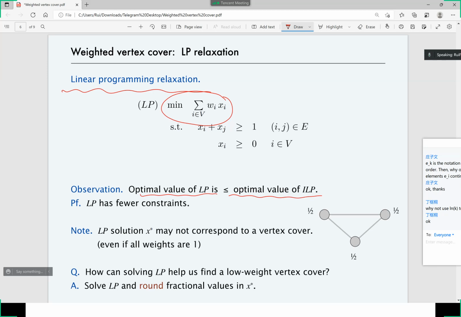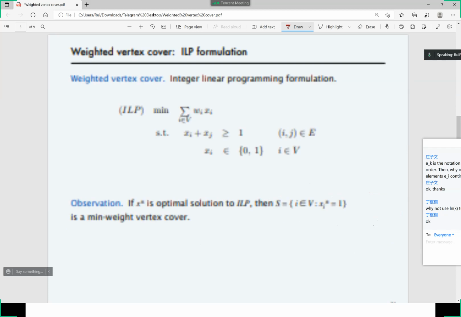Now, the problem with LP: we converted vertex cover to ILP to LP, but if you solve this LP, the solution you get may not correspond to a vertex cover. For example, let's say you solve this LP and you get this as your solution. So x1 here is 1/2, x2 here is 1/2, x3 is 1/2. Then how do you convert these x values to a solution for vertex cover? In ILP, it was easy to convert an ILP solution to a vertex cover.